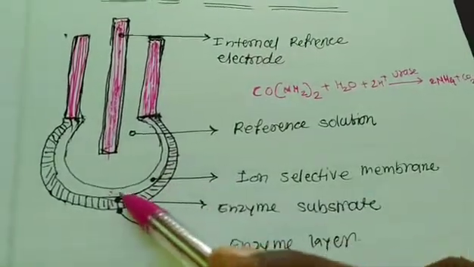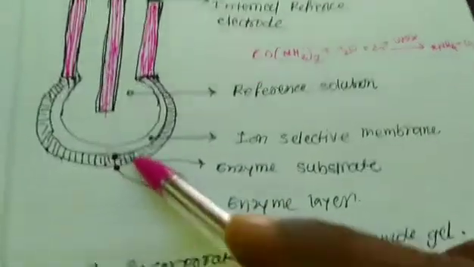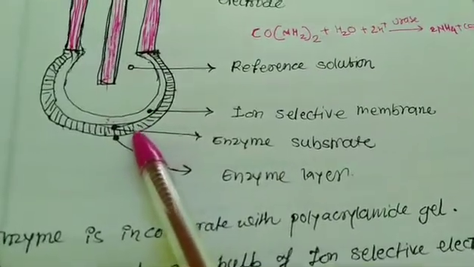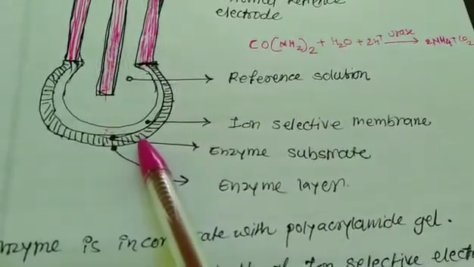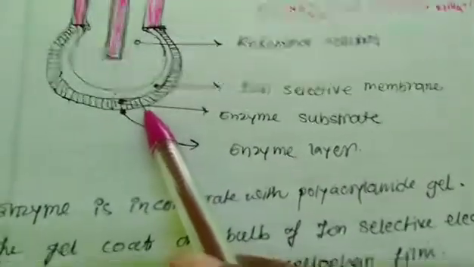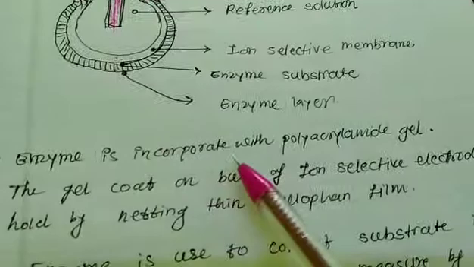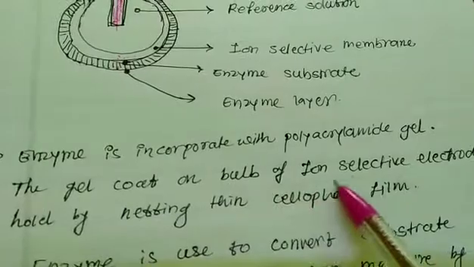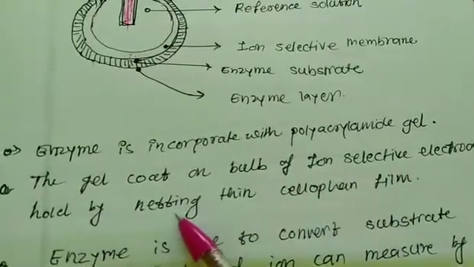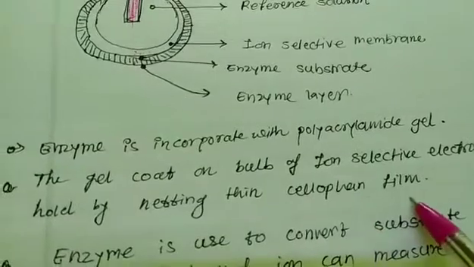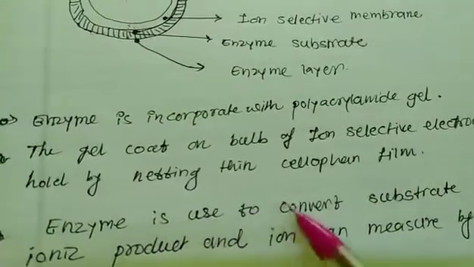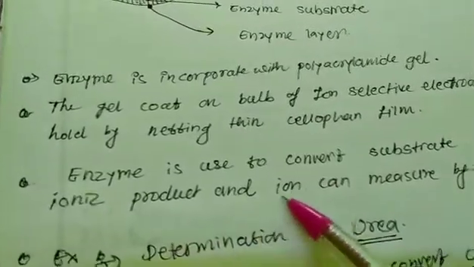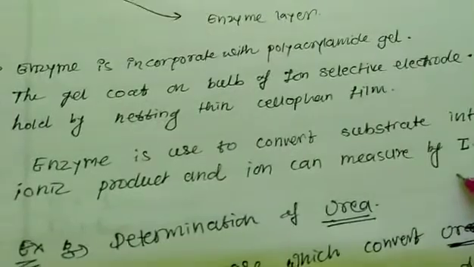Here this is the bulb of the ion selective electrode, and here we use the enzyme. For determination of urea we use the urease enzyme. So the enzyme is incorporated with polyacrylamide gel. The gel coat on the bulb of the ion selective electrode is held by netting thin cellophane film. The enzyme is used to convert the substrate into an ionic product, and the ions can be measured by the ion selective electrode.